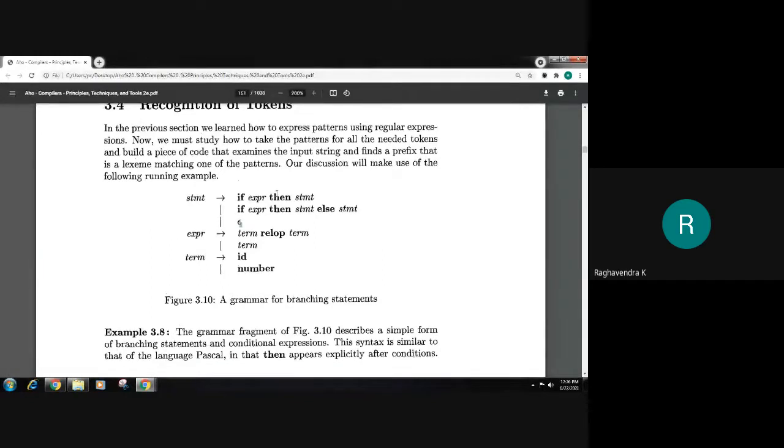Then in that statement we have expression. So what do you mean by an expression? An expression can be something like this. It can contain a term, a relational operator, then another term. I'll explain. An expression can just be a term also. So it can be this with a relational operator, or it can be a term also. So what can be a term? A term can be either an identifier or a number.